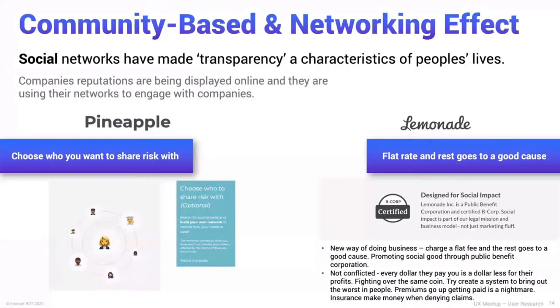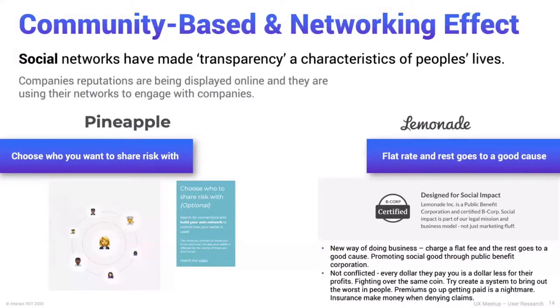Lemonade, two things about Lemonade. It's very interactive. I'm sure a lot of you have been on there and seen their designs and the way they interact with their customers, but it's very forward thinking in terms of how they interact with their customers. No websites, forms, or anything like that. It's all based on chat and chatbots, and also they charge a flat rate, and the rest goes to a good cause. And that's really where we look at our community-based type of initiatives and companies that are really in our communities and making a difference.